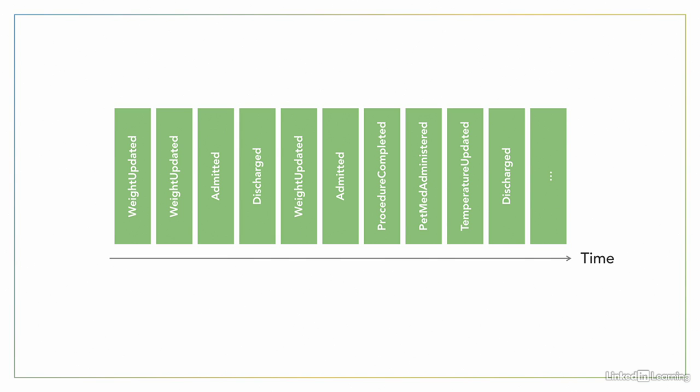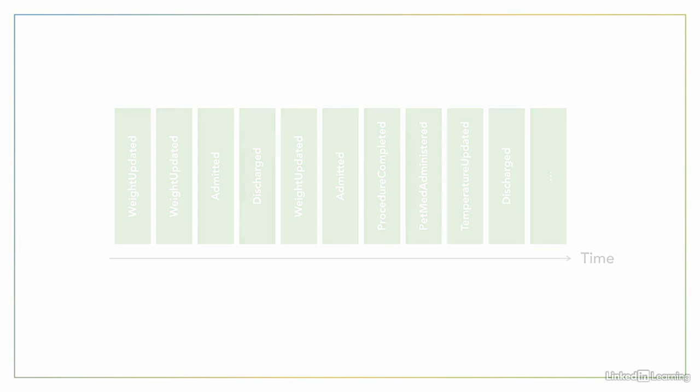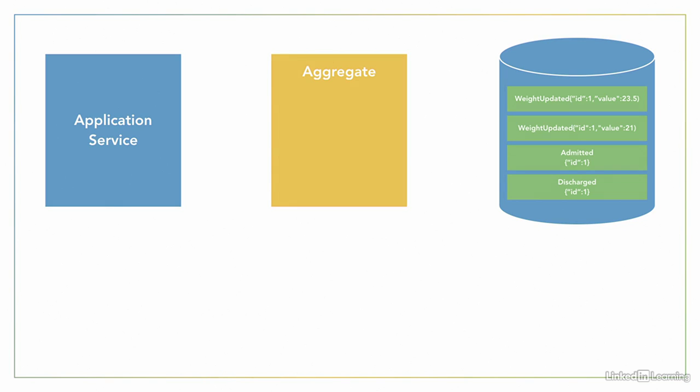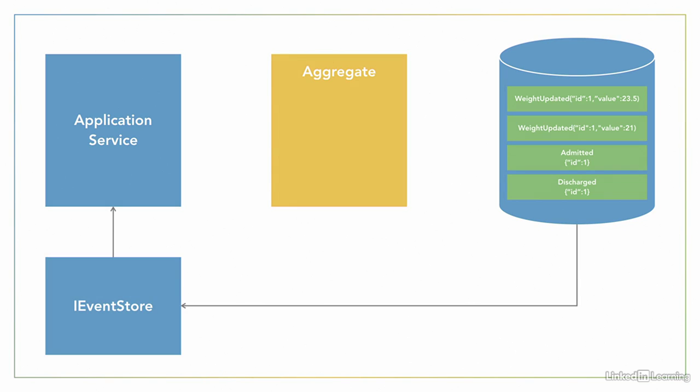I've been talking about saving the events that led to the current state over time, but what about loading the events to rehydrate the state? Well, in event sourcing, the state of an aggregate is reconstructed by replaying the events. You should have some kind of API that reads the events from the event store, so you can replay them in the same order as they were created over time to reconstruct the state.